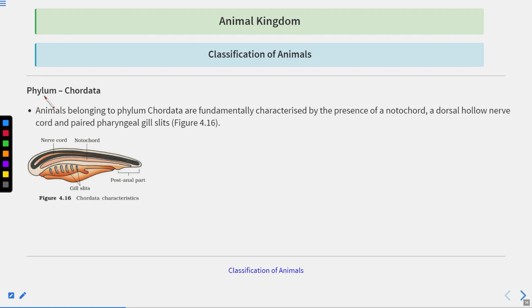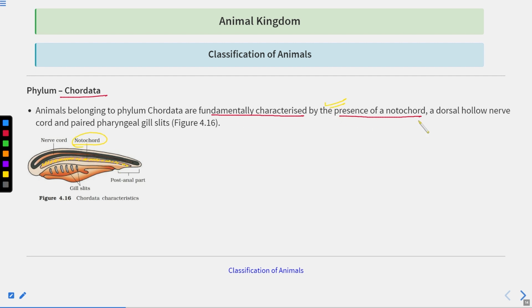Now comes the phylum Chordata. Animals belonging to the phylum Chordata are fundamentally characterized by the presence of notochord. Very, very important. So here you can see this is the notochord. This yellow region which I am coloring here, this is the notochord.